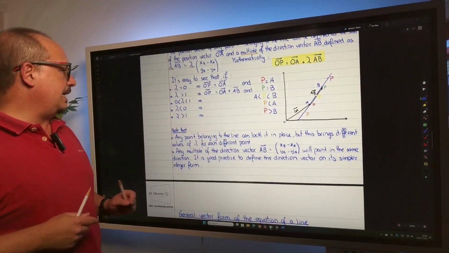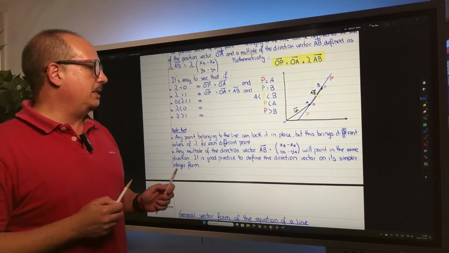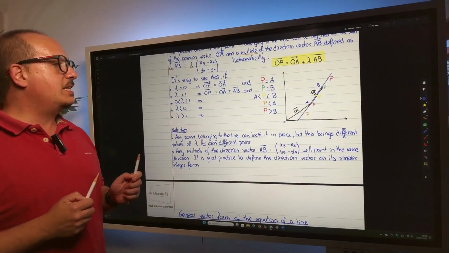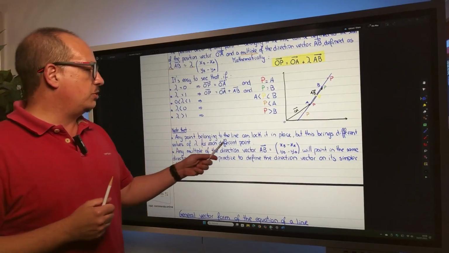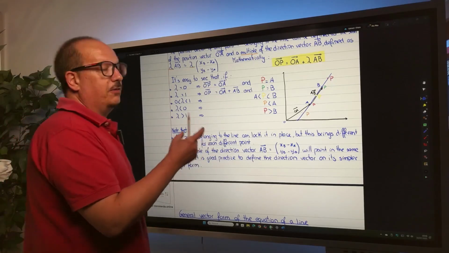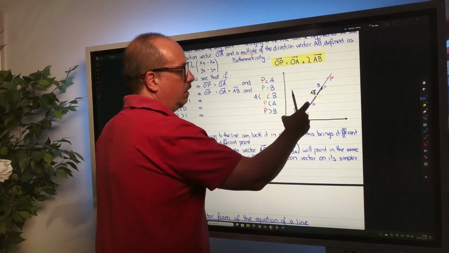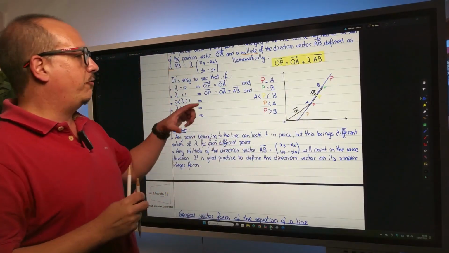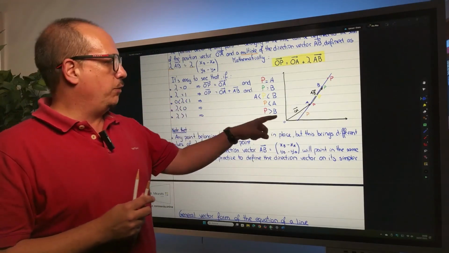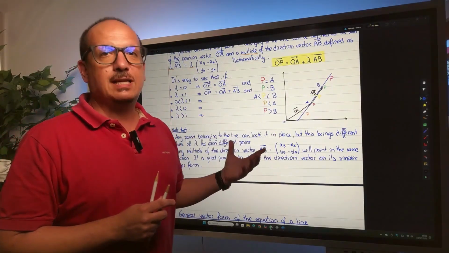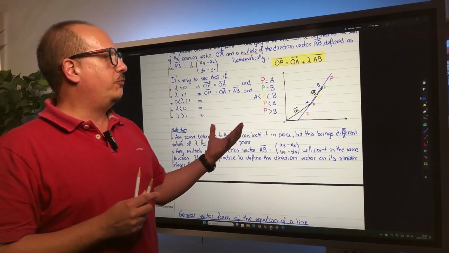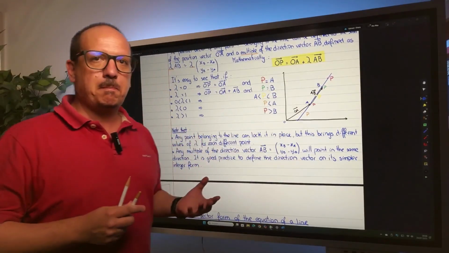Note that any point belonging to the line can lock it in place, but this brings different values of lambda for each different point. Makes sense. The value of lambda is dependent on which one you pick to be the vector that locks it in place. If you would pick OB, for example, then the lambda would be different for the same value of P. Okay?